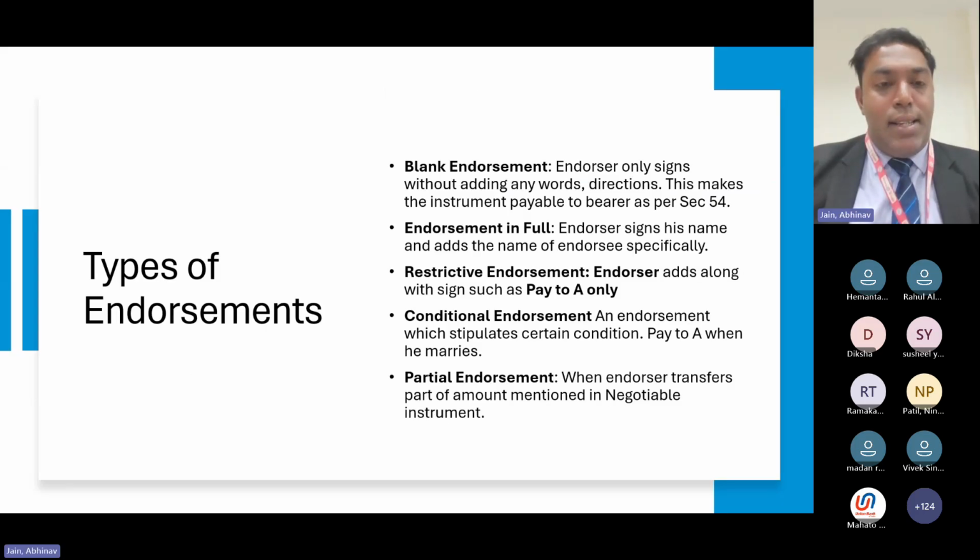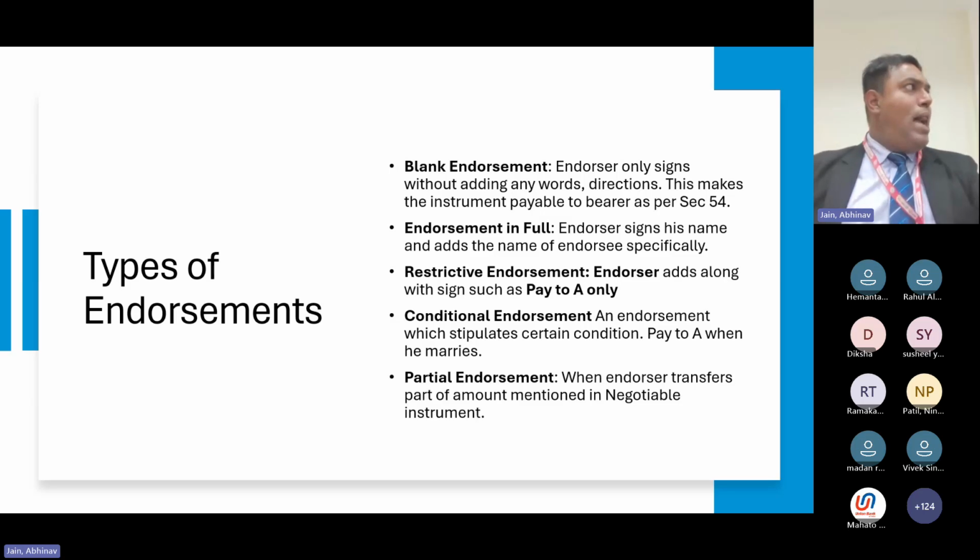Let us now discuss types of endorsements. We have talked about what is endorsement in section 15 of NI Act. Now we'll discuss the types of endorsement. Let's say the endorser only signs on the instrument without writing any instruction. It is called blank endorsement.